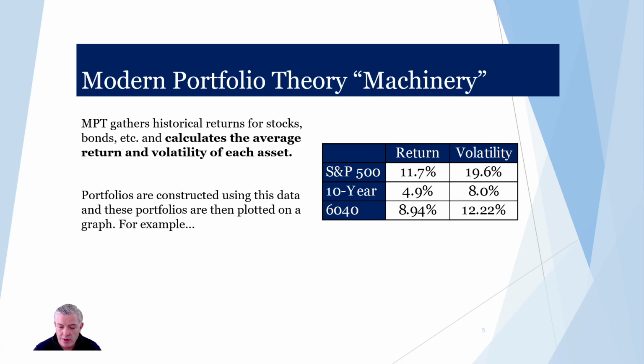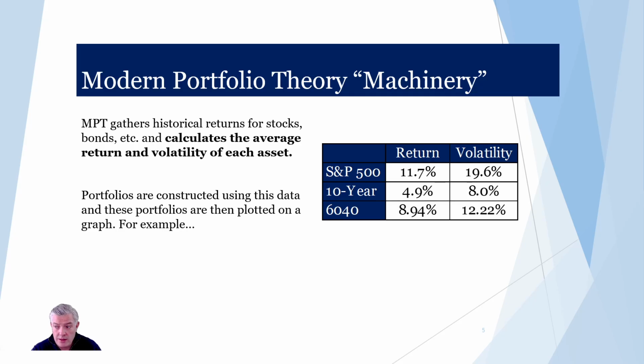So for the S&P 500, the average return over about the last 100 years is just shy of 12% with a volatility just shy of 20%. The 10-year bond has an average return of about 5% with a volatility of 8%. A 60-40 stock bond portfolio, 60% S&P 500, 40% 10-year bonds, does about a 9% return with a 12% volatility.